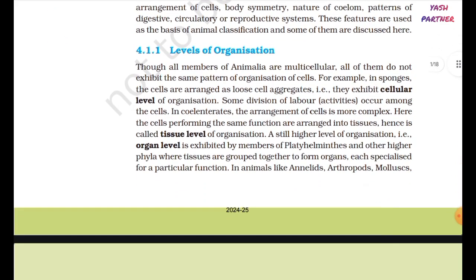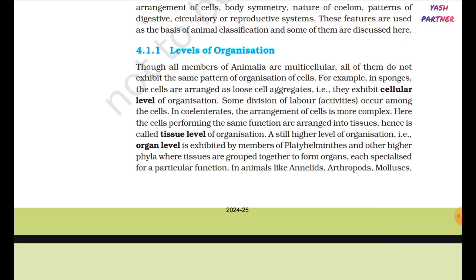4.1.1 Levels of organization. Though all members of Animalia are multicellular, all of them do not exhibit the same pattern of organization of cells. For example, in sponges, the cells are arranged as loose cell aggregates, that is, they exhibit cellular level of organization. Some division of labor activities occur among the cells. In coelenterates, the arrangement of cells is more complex. Here, the cells performing the same function are arranged into tissues, hence it is called tissue level of organization.